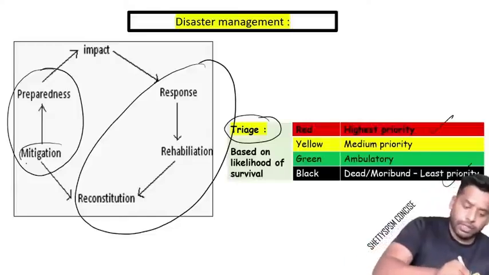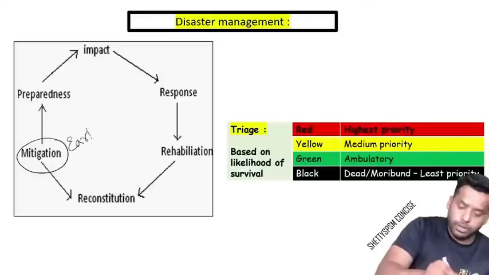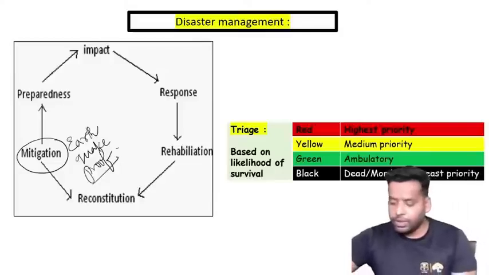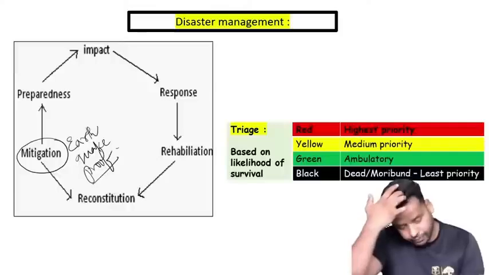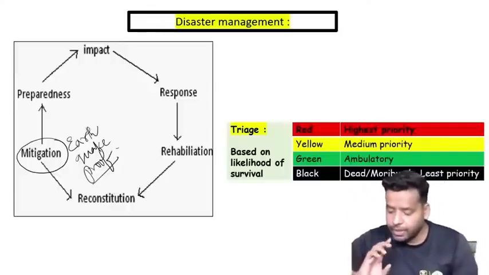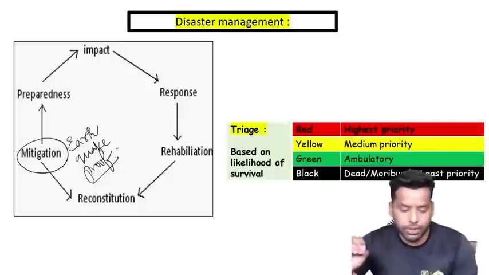Reducing the risk factors, like building earthquake proof buildings, where will it go? Reducing the risk factors to avoid further damage, where will it go? Mitigation. Good. You are removing all the risk factors to reduce the damage, that is mitigation.